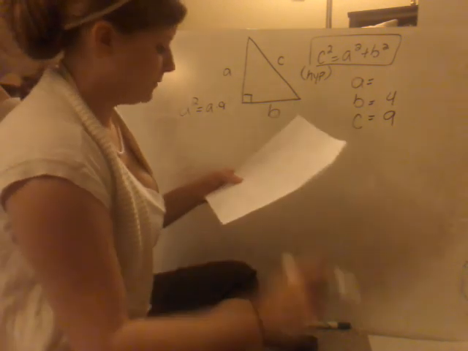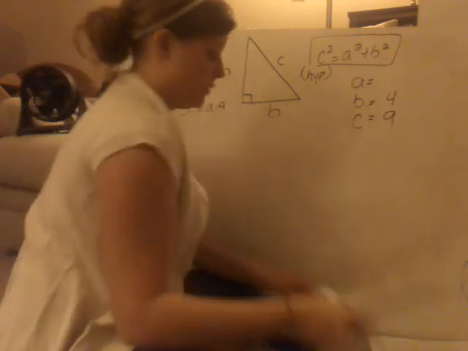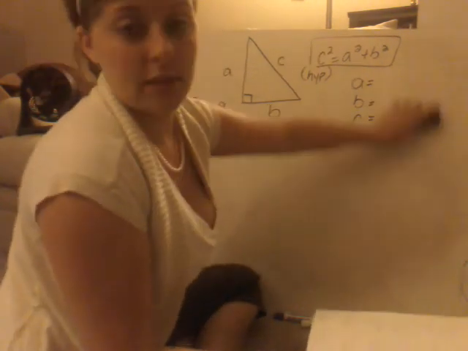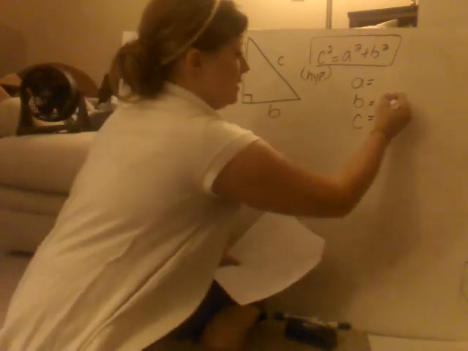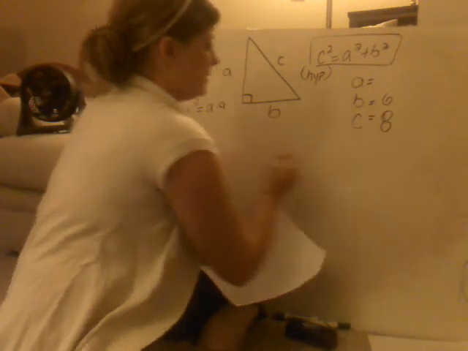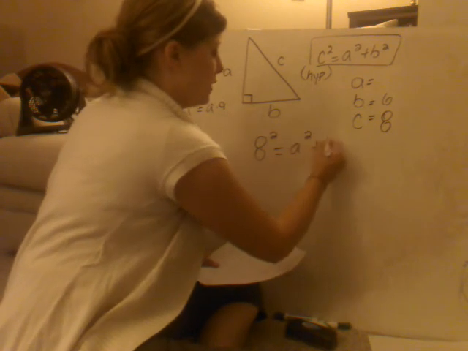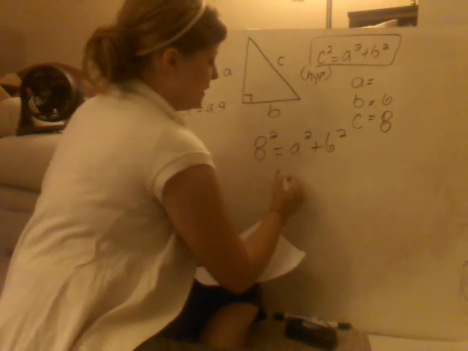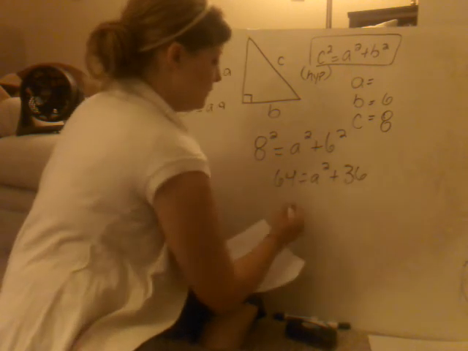Okay. So now 18, I tell you that B is 6. Oh, wait a minute. I didn't erase it all. So I tell you that B is 6 and C is 8. So I have 8 squared is equal to a squared plus 6 squared. I have 64 is equal to a squared plus 36.